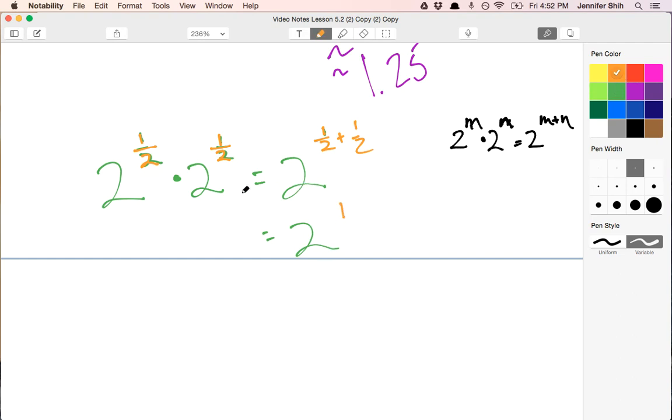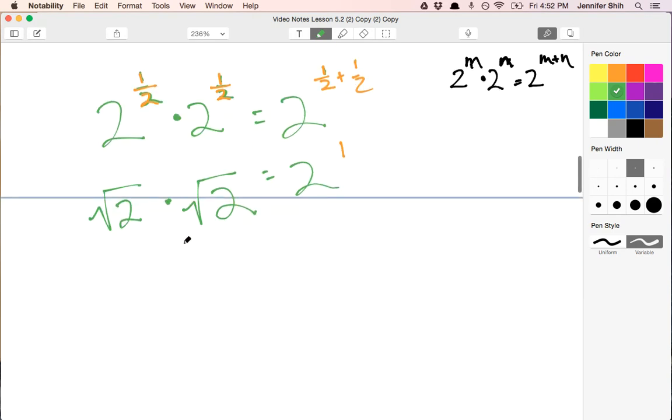What do we know from our previous knowledge? When we multiply 2 to the 1/2 power by itself, we're getting 2 back. Does that sound familiar at all? What if we multiply root 2 times root 2? We're also going to get our 2 back. So are these equal? You bet. 2 to the 1/2 is equal to root 2.